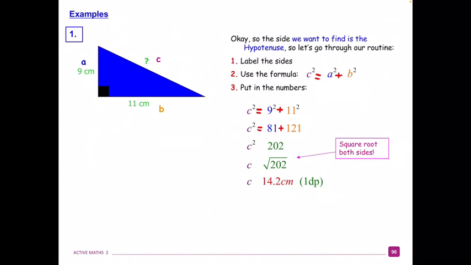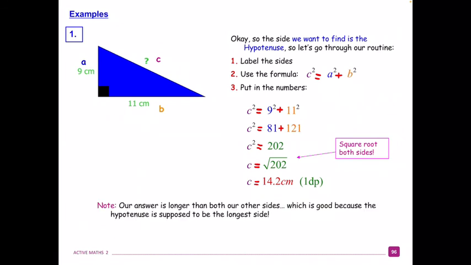Let's solve this out. 9 squared becomes 81. 11 squared becomes 121. This leaves us with c squared is equal to 202. Now we want to find c, so we square root both sides of the equation. This gives us c as 14.2 centimetres. This is correct to 1 decimal place. Note, you can always check if your answer is right, because our answer should be longer than both of the other sides. The hypotenuse is the longest side, and therefore.